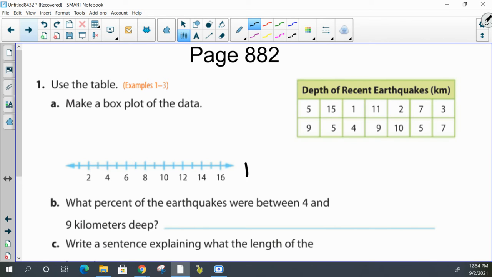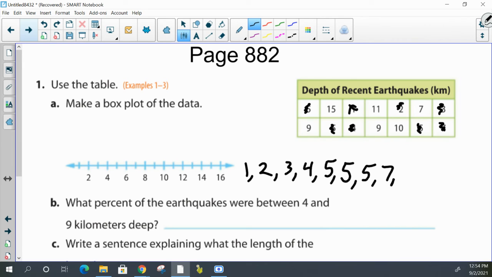Exactly. Let's start with 1, 2, 3, 4, 5, 5 again, 5 again, 7, 7 again, 9, 9 again, 10. If you run out of room like I did, you can just go down below. 11 and 15. Okay.